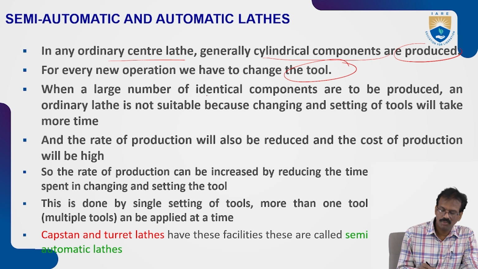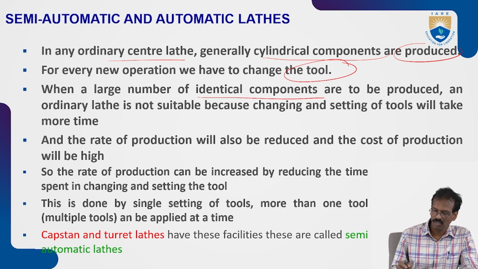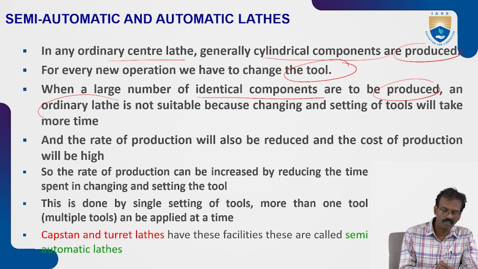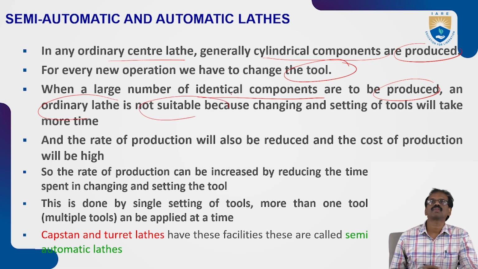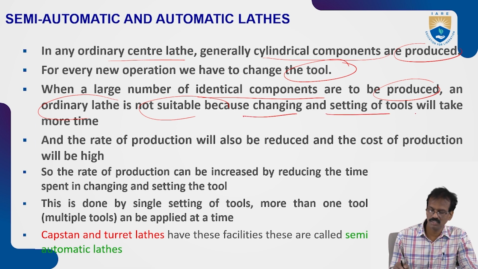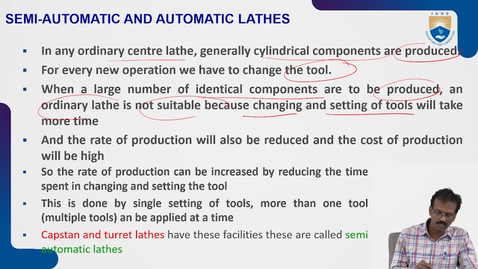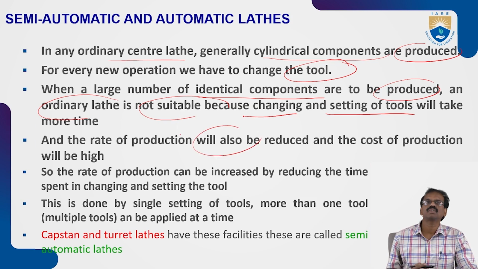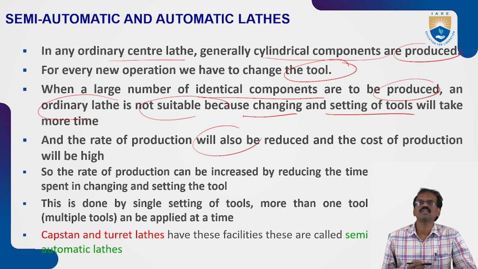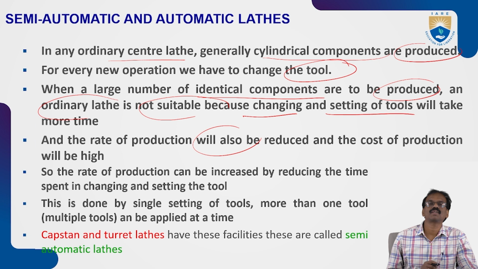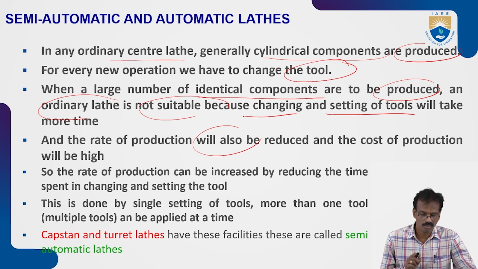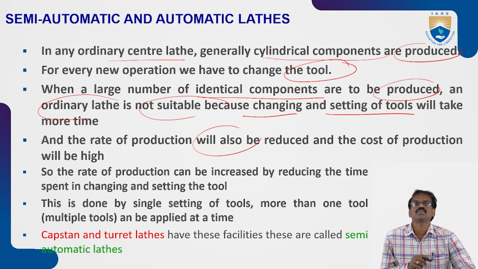So when a large number of identical components, just like mass production, are to be produced, an ordinary lathe is not suitable. Okay? Because for every operation, you have to change the tool bits, and that is not suitable because changing and setting up the tools will take more time. So the rate of production will automatically be reduced, and the cost of production will be increased. The rate of production can be increased by reducing the time spent on changing the tool and setting the tools also.